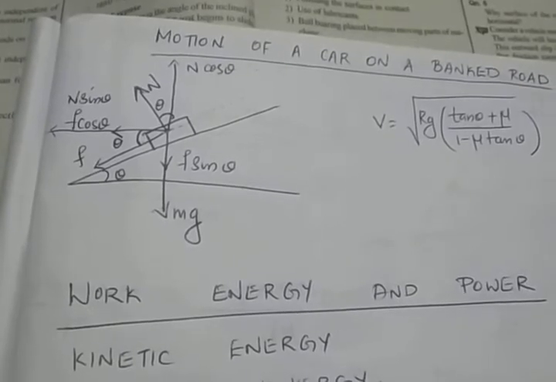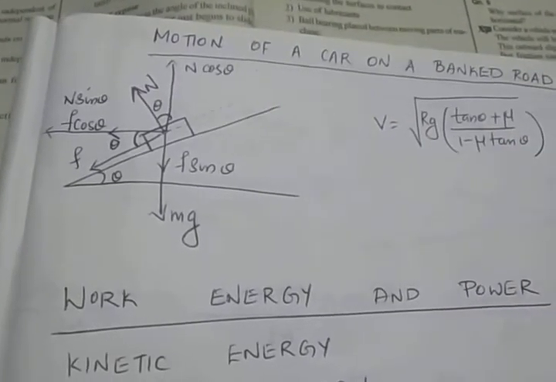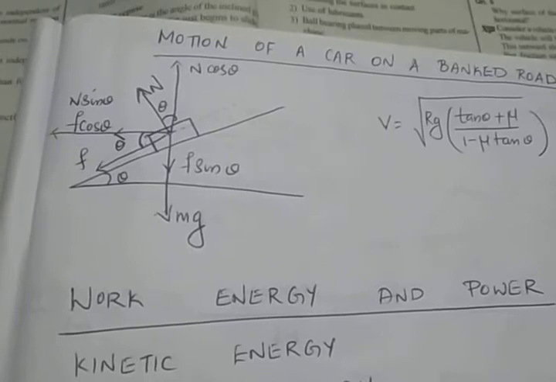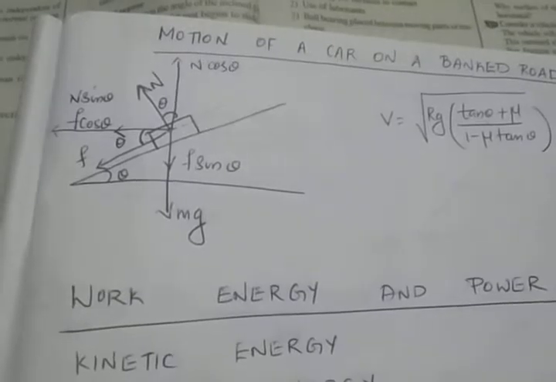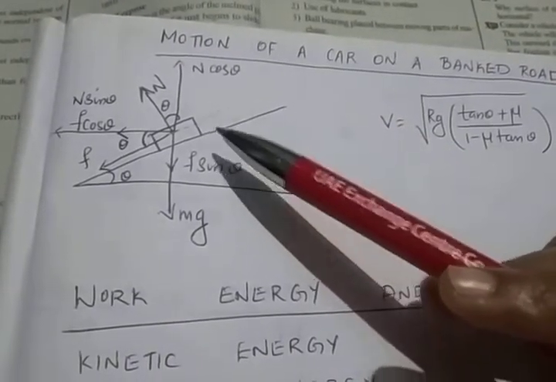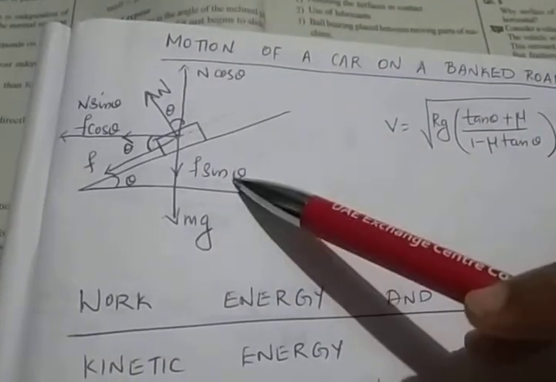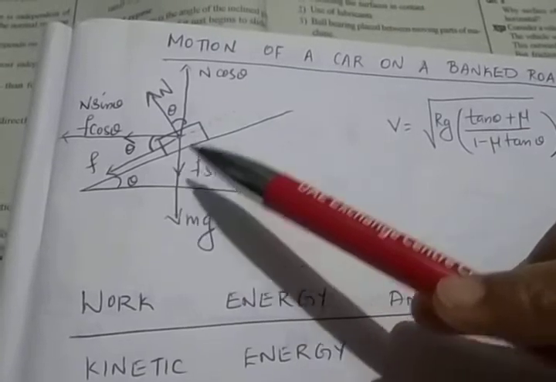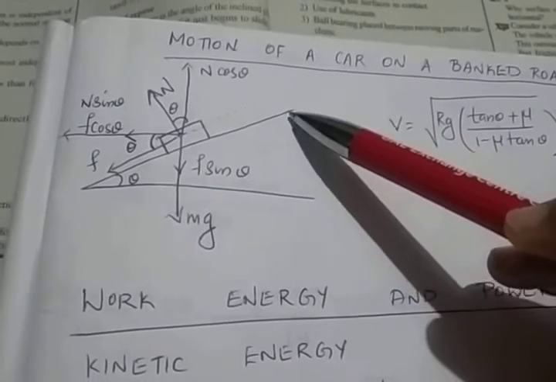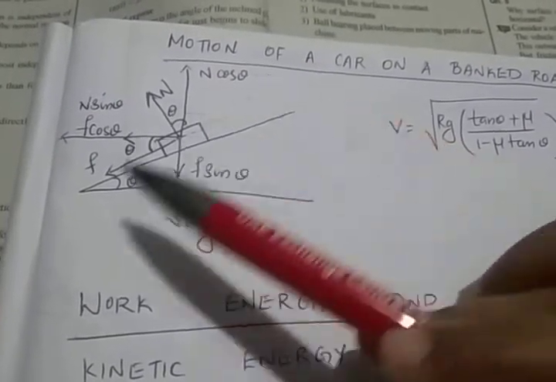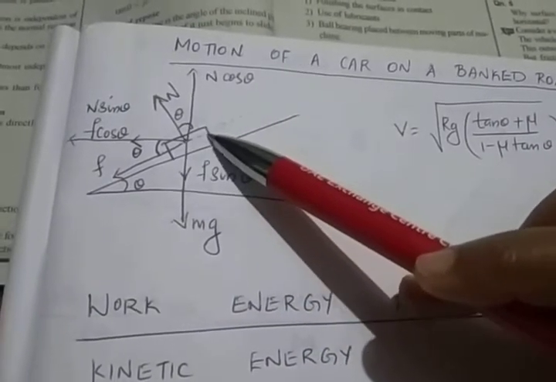From that chapter I am focusing on the most important concept, that is motion of a car on a banked road. The motion of the car on the level road is already given, and motion of the car on the banked road is most important. And this is the free body diagram of a car moving on a banked road. Banked road means a road where one edge of the road is kept slightly raised above the other edge. Here you can see the outer edge of the road is kept slightly raised than the inner edge, and this is the car which is moving on a banked curved road.